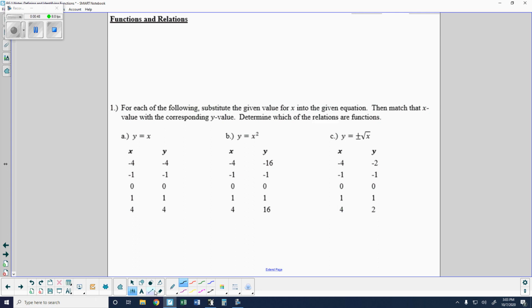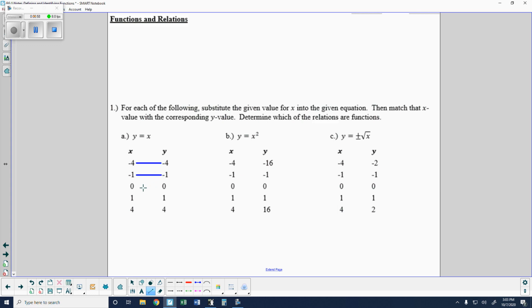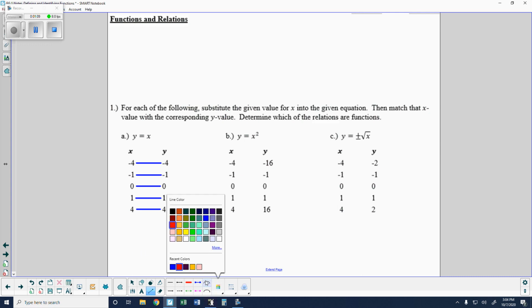So 1a should be pretty easy for us to do. When we substitute in negative 4 for x, y would be negative 4. When we substitute in negative 1 for x, y would be negative 1. If we substitute in 0, we would get 0. 1, we would get 1. And 4, we would get 4, because x and y are the same thing. So this one's pretty easy for us to go through.